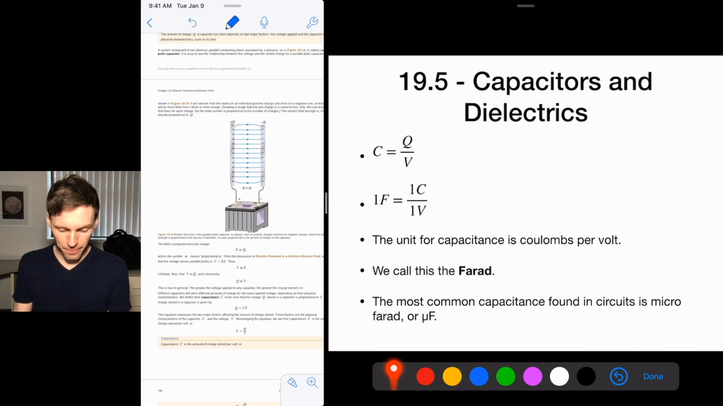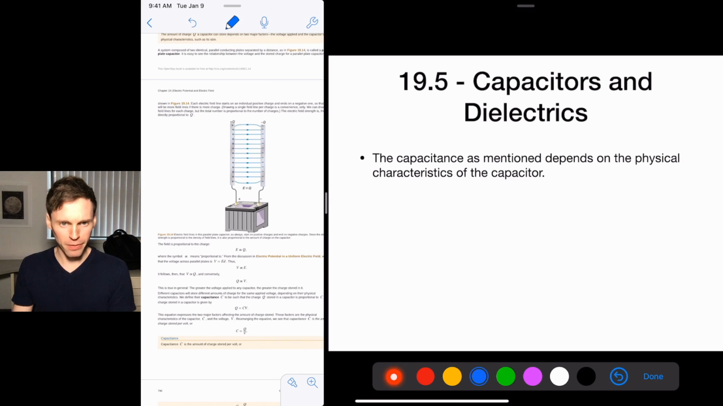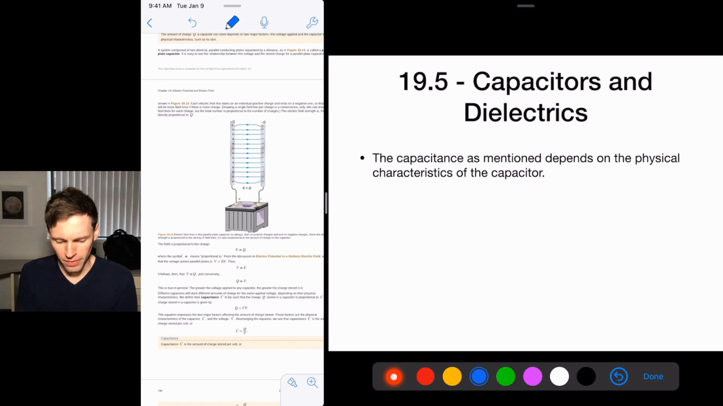The most common size of capacitance found in circuits is the microfarad, or times 10 to the minus 6. So 1 microfarad, with the Greek letter mu, is equal to 1 times 10 to the minus 6 farads. That's a really common unit when you build circuits. You'll see it all the time: I need a 20 microfarad capacitor, a 100 microfarad capacitor. Say it with me, microfarad capacitor. It's kind of fun. You should name your kids microfarad.